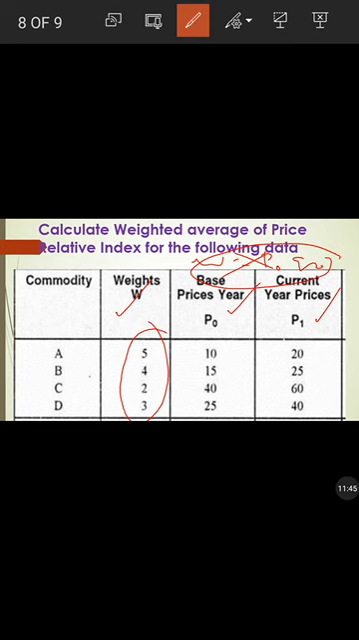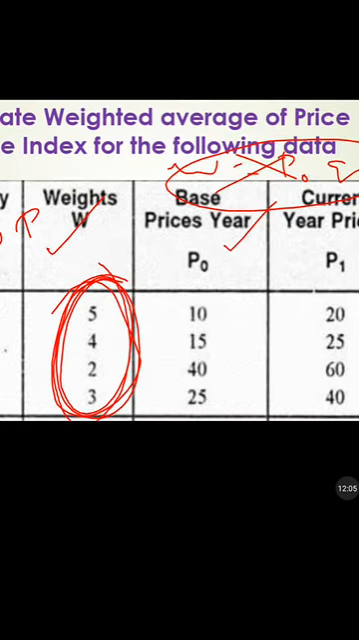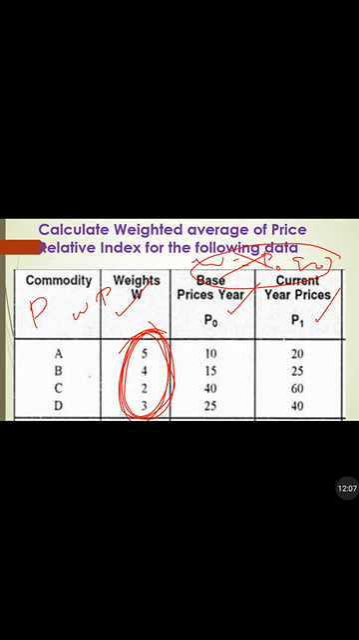Here the base year price and current year price are given. So you can find out the P value and multiply with W into P. And for P you can calculate the log values. I hope you understood this question. So do your homework and submit it in the Google Classroom. Okay, thank you dear students.